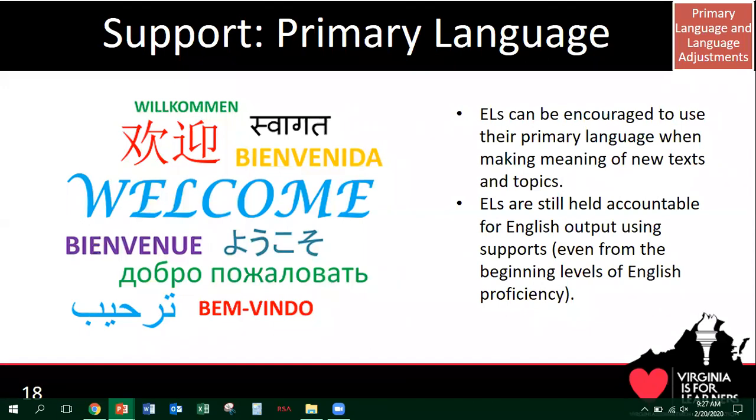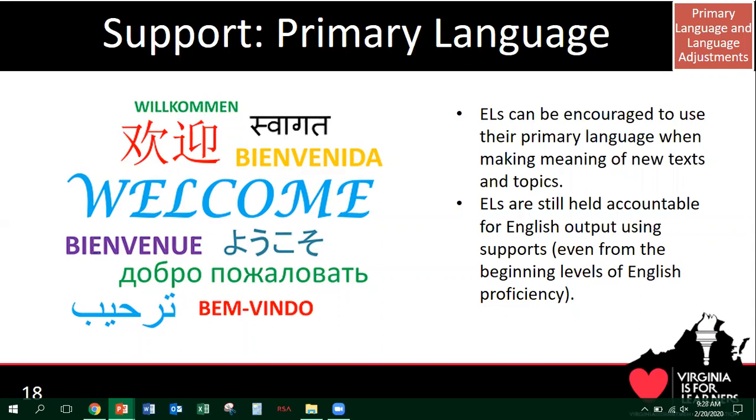Oftentimes we may think that by saying something like English only, we are supporting their English development, which we know is very important. Of course, they have to practice the language that they are developing and trying to grow. But when we tell an English learner that their language is not welcome, to say, for example, no Spanish, English only, that is sending an implicit message to the student that they are not welcome. They cannot separate who they are from the language that they've been taught to speak, the language that they use potentially to communicate with their families.